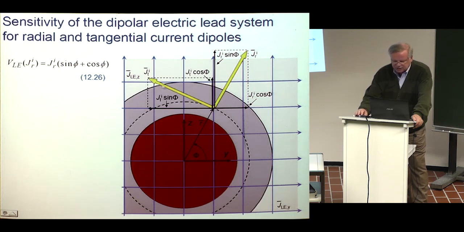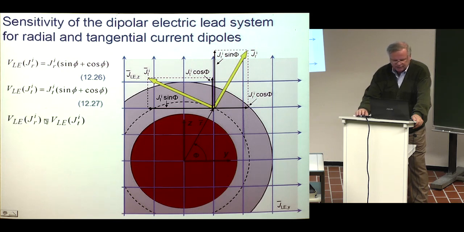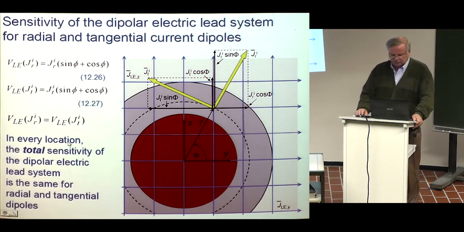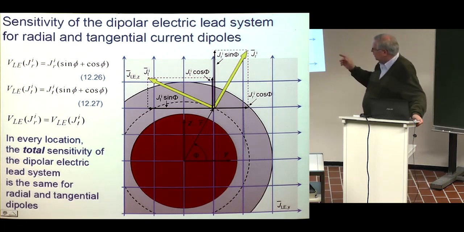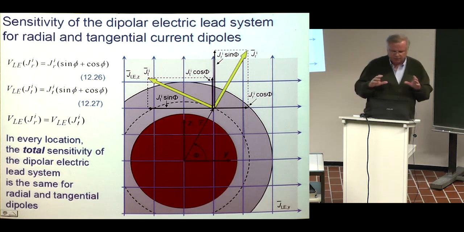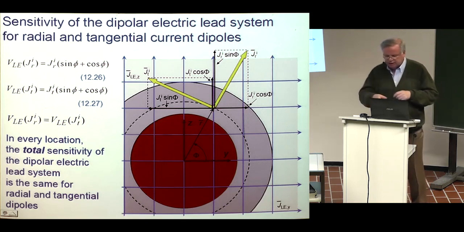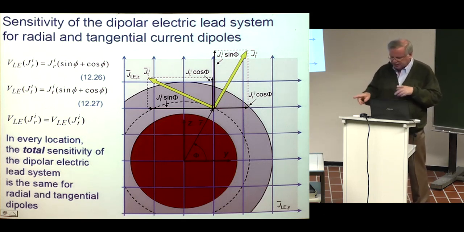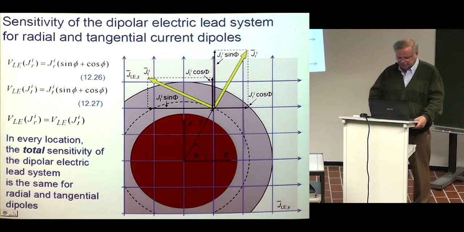The components of the signals are here. And this is the tangential dipole source, and its measurement sensitivity in Y and Z components are those. And it is given here, and you finally find that in every location in the heart muscle, the total sensitivity of the dipolar electric lead system is the same for radial and tangential dipoles. So electrocardiography is equally sensitive, the total sensitivity for radial and tangential dipoles. Of course, in every case it is different for radial and tangential current, but if you sum them up, the total sensitivity is the same everywhere.